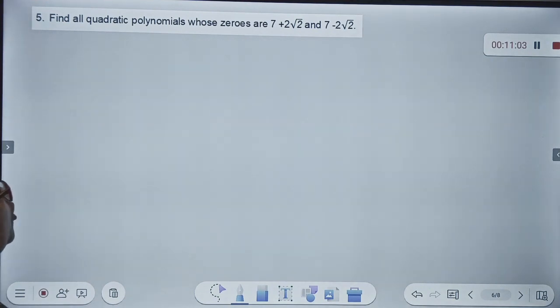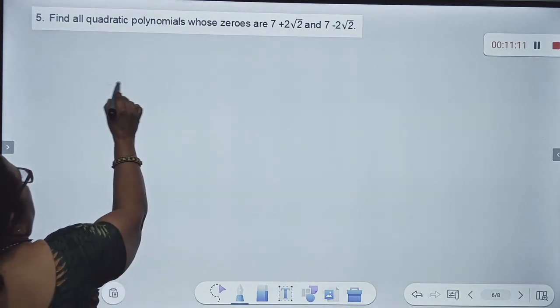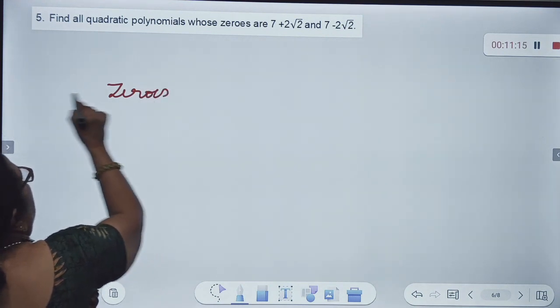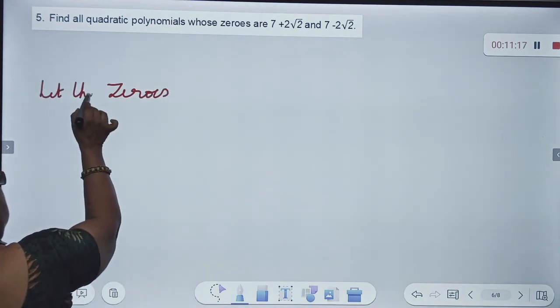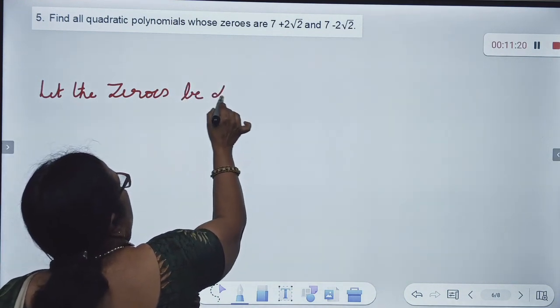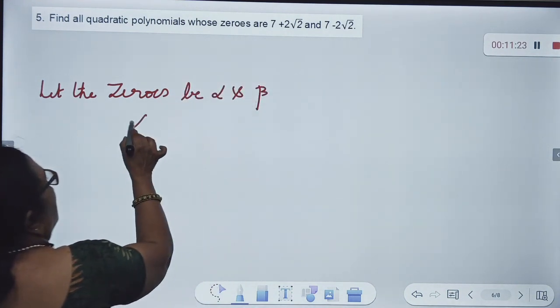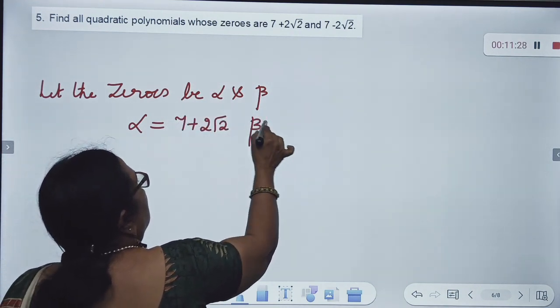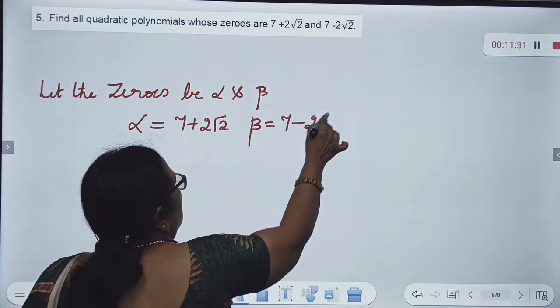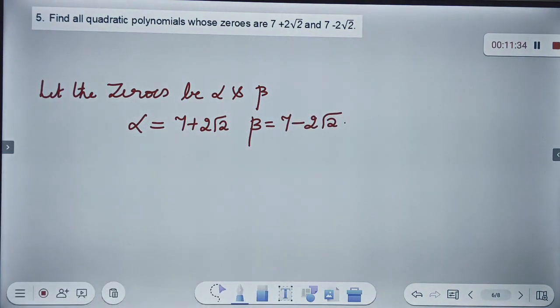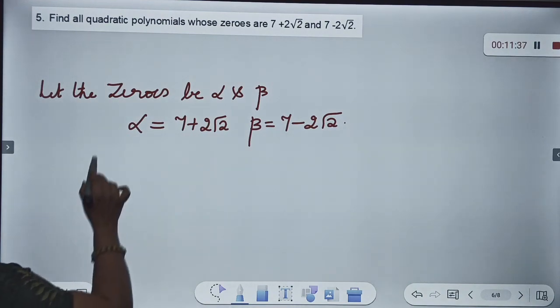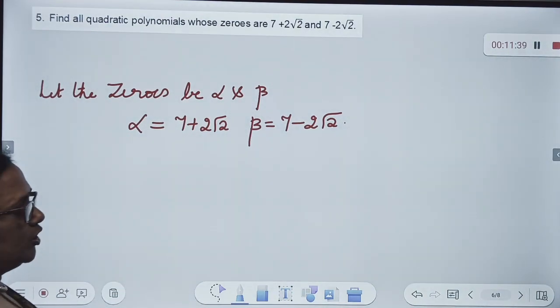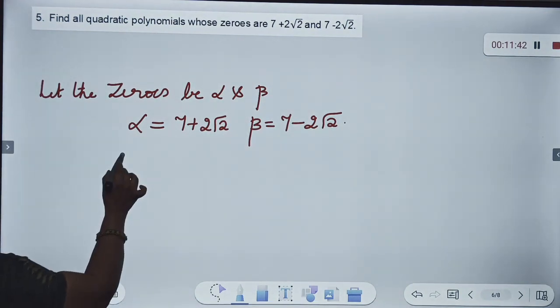Find all quadratic polynomials whose zeros are 7 plus 2 root 2 and 7 minus 2 root 2. Okay, so let the zeros be alpha and beta. Alpha equal to 7 plus 2 root 2. Beta equal to 7 minus 2 root 2. Okay, if these are zeros, you have to find all quadratic polynomials. So first let us find one, okay?